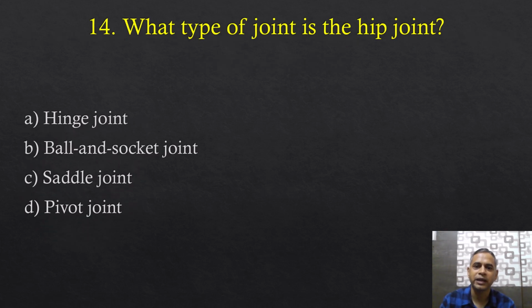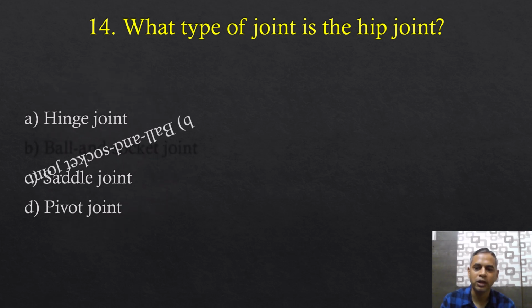Number 14. What type of joint is the hip joint? A. Hinge joint, B. Ball and socket joint, C. Saddle joint, D. Pivot joint. So the answer is ball and socket joint.